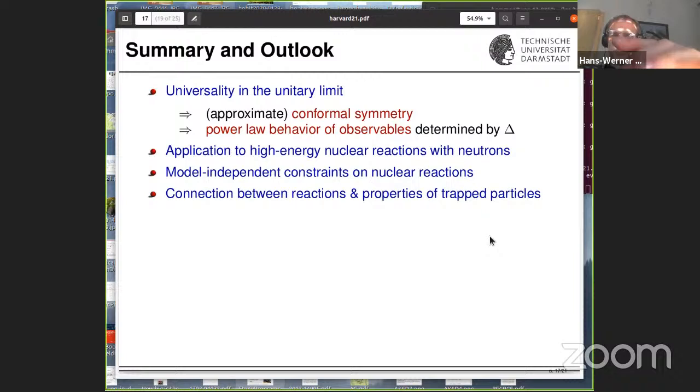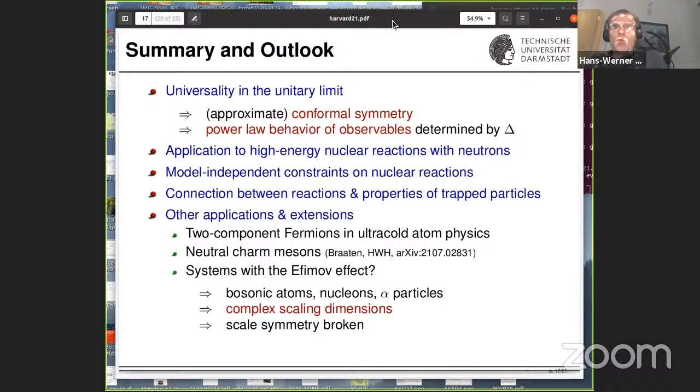Now, in the outlook, as other applications and extensions, of course, we started with ultra-cold fermions. We could go back to this. So if one could do similar reactions with ultra-cold fermions, of course, the same would apply. It turns out that you can observe similar physics in systems of neutral charm mesons. So we recently put out a preprint on this. And if you're interested in that, I can show a few transparencies in the discussion.